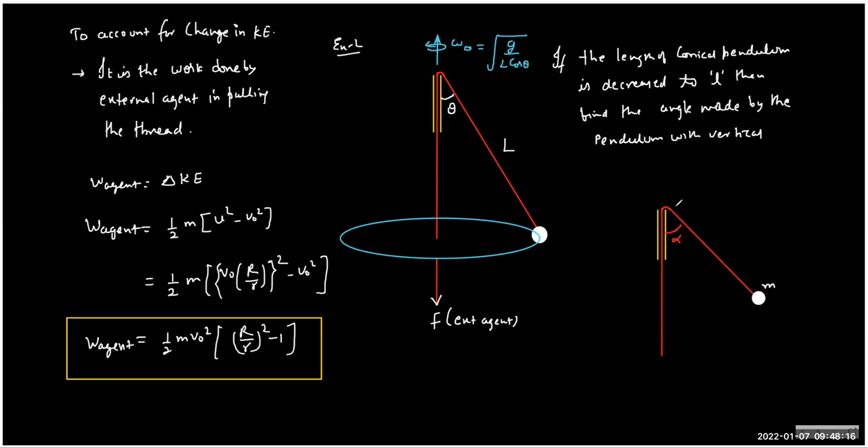Correct. But once you pull this length to a small l, the omega will change to a new value. Let's call it omega. And now this omega will definitely be root of g upon l cos alpha. If you remember the discussion that we had, about the axis the angular momentum is going to be constant, right? Because there is no torque about the axis. Normal is stationary, but gravity is parallel to the axis. Tension is passing through the axis, and therefore the net torque is zero.